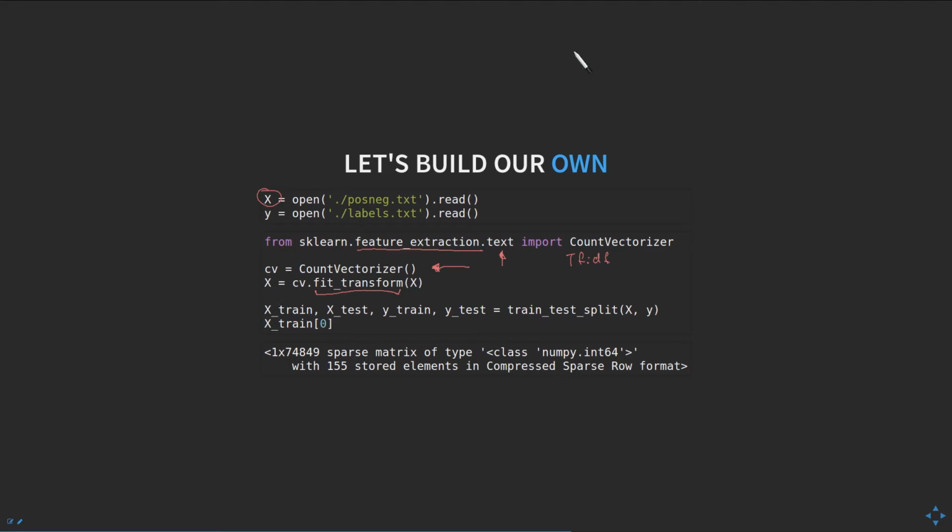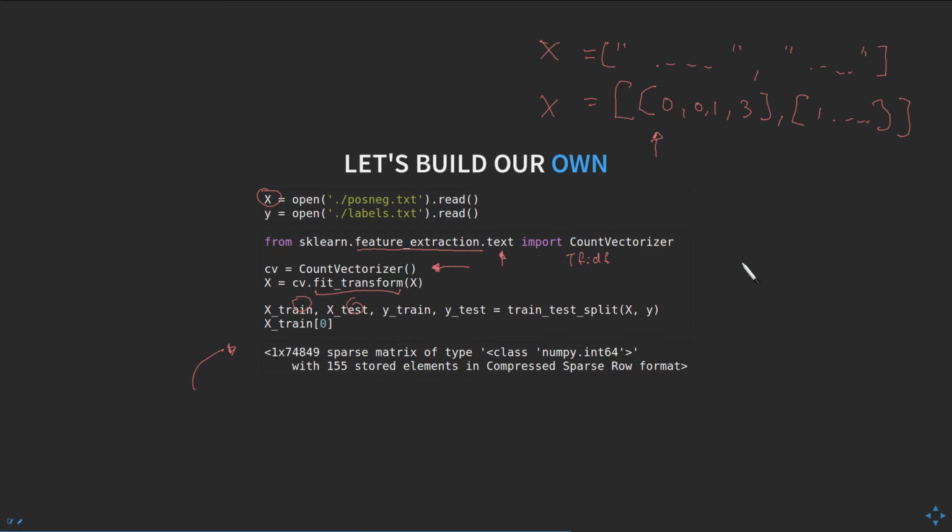So X now is, rather than being a list of strings with the reviews, a matrix with counts for each of these words, etc. So then we split these into our train and test sets, and I wanted to show you what the dimensions are of the first instance. And as you can see, it's a sparse matrix.